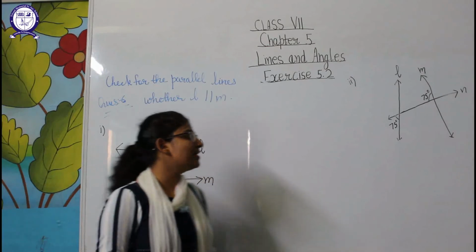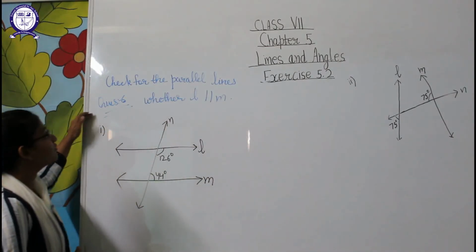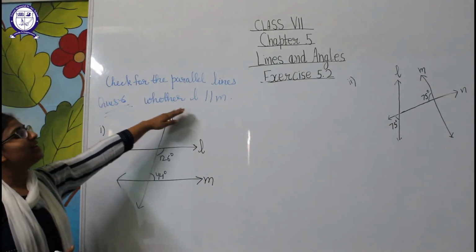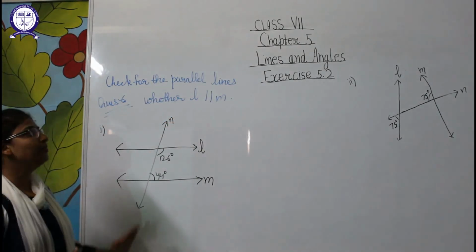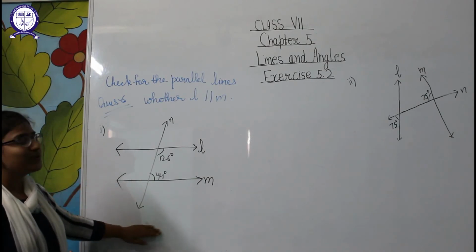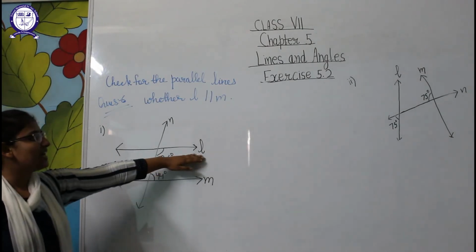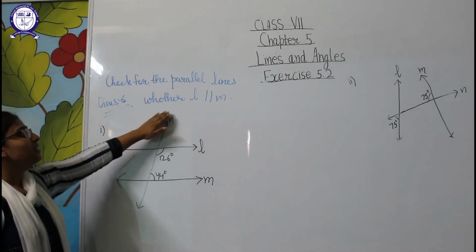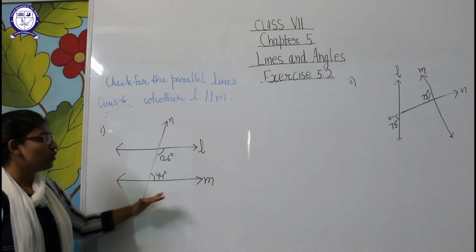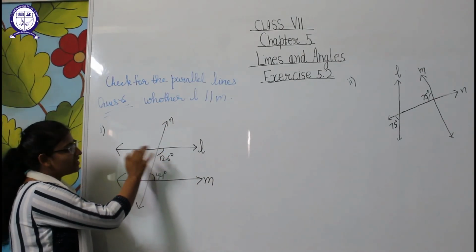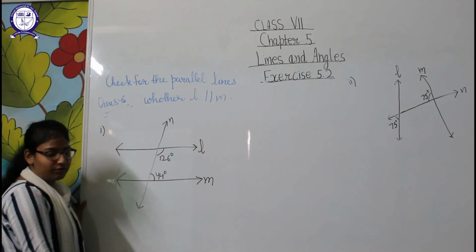Okay students, now our next question is 6th. In this we have to check for the parallel lines. In this we have to check whether L is parallel to M or not. Okay, so in the first part this figure is given to us. In this L is this line and M is this line, and we have to check whether L is parallel to M or not. So this is 126 degree given to us and this angle is 44 degree.